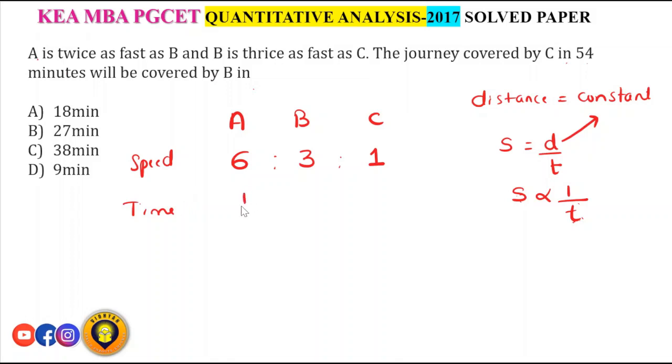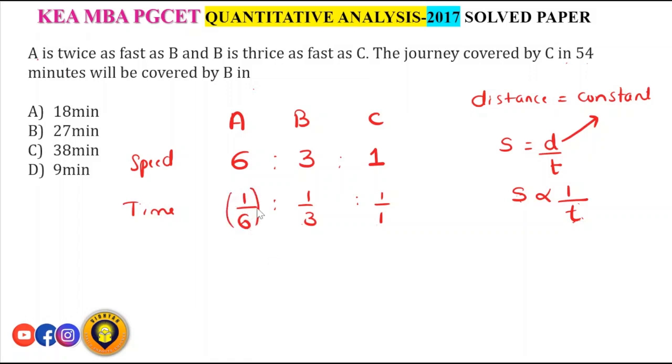Their time ratio will be 1/6 : 1/3 : 1/1. Okay, you have to take the inverse of this. So this is their time ratio. Okay, simplify this. So the denominators you can make equal by taking the LCM. LCM of 6, 3 and 1 is 6. So what do you have to do?